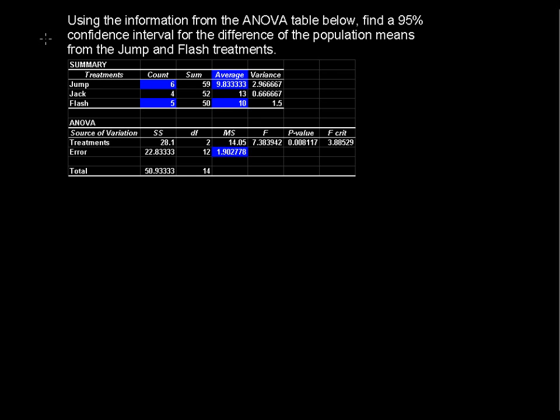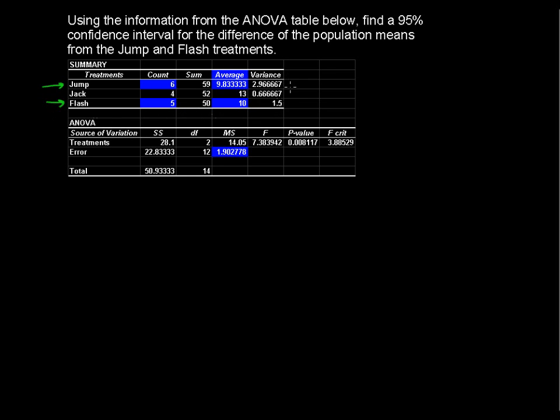Using the information from the ANOVA table below, find a 95% confidence interval for the difference of the population means from the jump and flash treatments. And here's the jump treatment and the flash treatment.